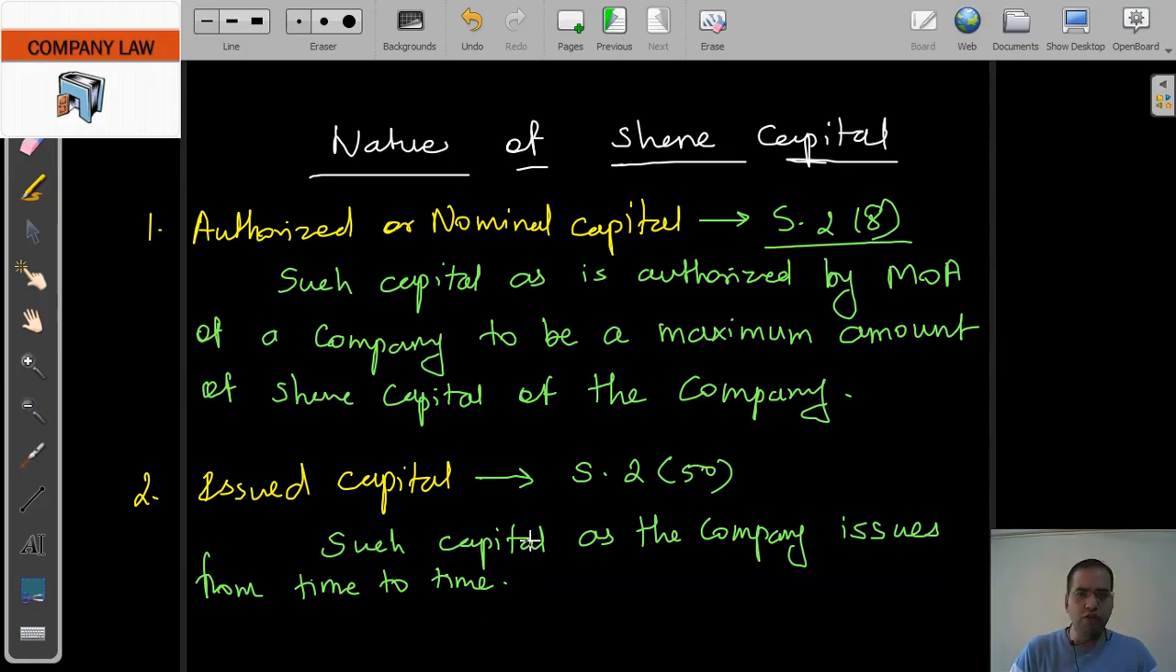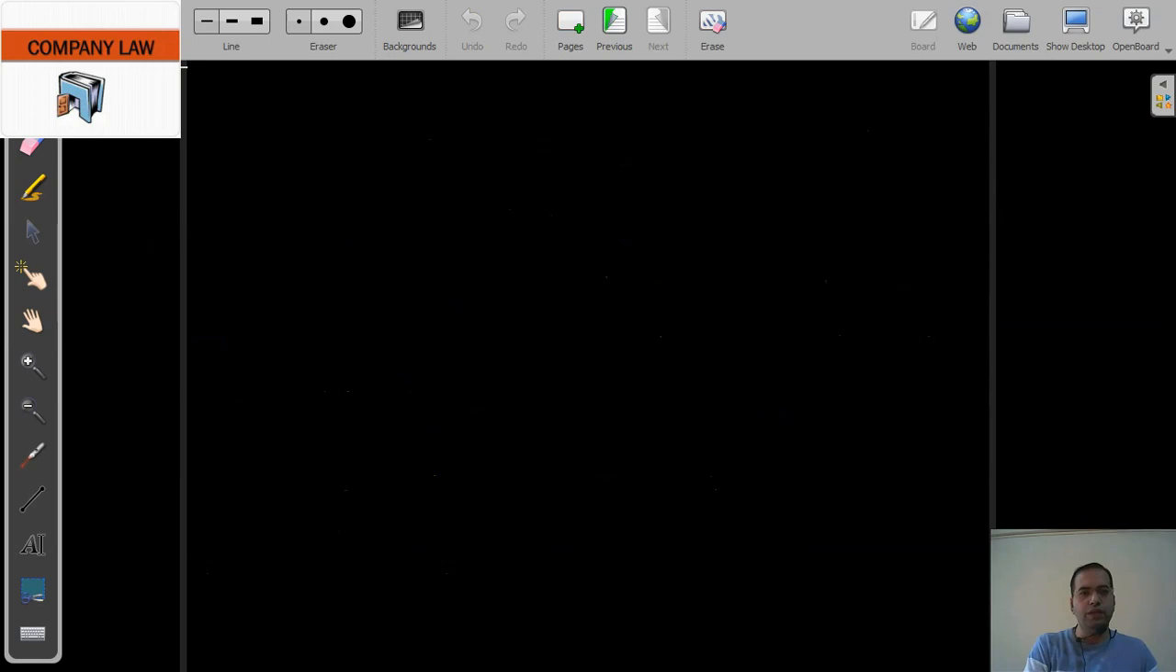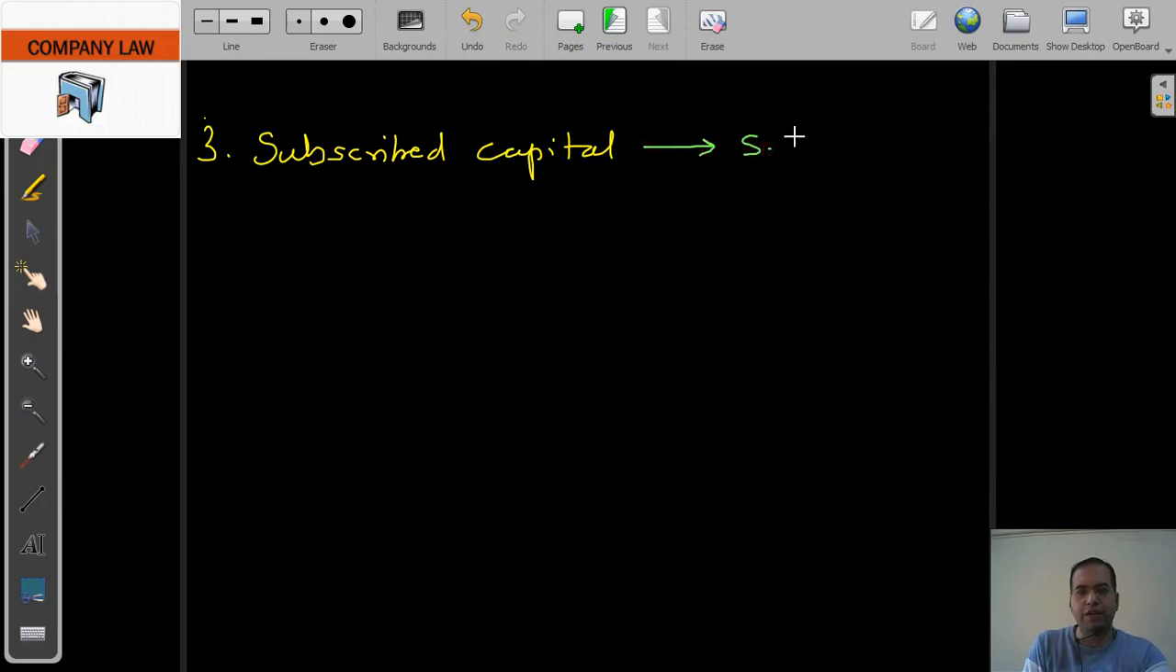So we have studied so far two natures of share capital. First one is authorized, then issued capital. Now let's move on to the next category of share capital. So let me put that it is the third one: subscribed capital. Where has subscribed capital been defined? It is defined under section 2, subsection 86 of the Act.